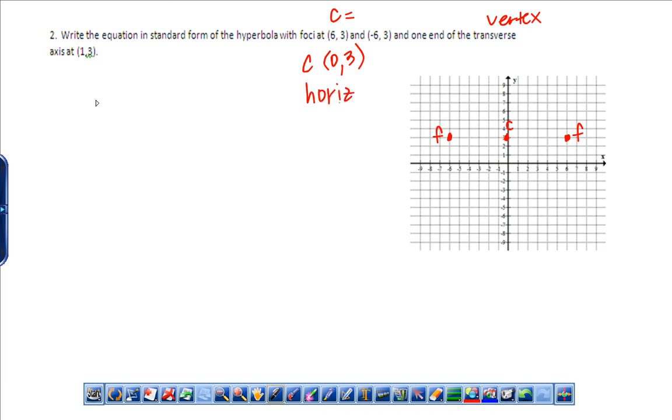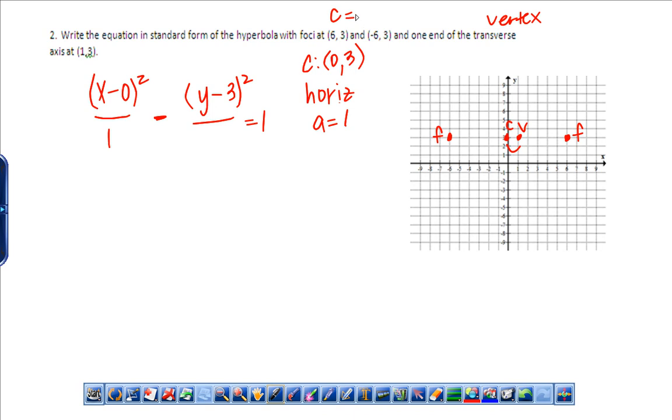Horizontal starts with x. So I'm going to say x minus 0, quantity squared. And you can just say x squared if you would like to, with a difference. And then y minus 3, quantity squared. That equals 1. And one end of the transverse, so your transverse is at 1, 3. That's vertex. So that gives me an a of 1. Remember, a is always first.